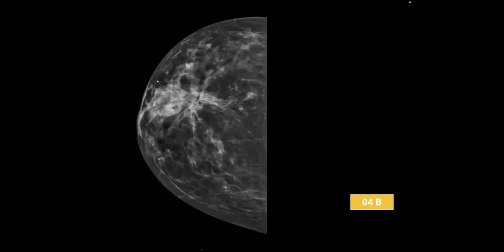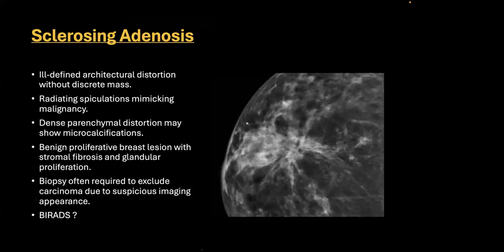Is it similar or something else? Do you think there is some architectural distortion? There are spiculated margins. What can it be? So it came out to be sclerosing adenosis. But what BIRADS will we give it? We have to give it BIRADS 4. The reason being we cannot differentiate this on imaging from carcinoma. So we have to do a biopsy to rule out.